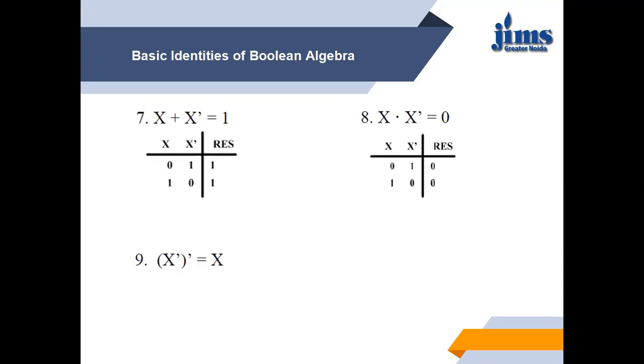X complement, then complement again. So after two complements, the value will be the same. If I say that x is 0, then 0 bar will be 1 and 1 bar will be 0. So we start with 0 and we find after double complement the same value.